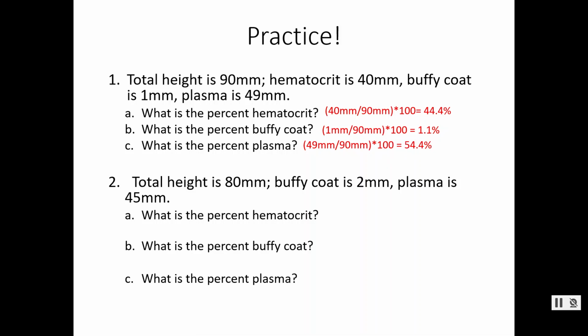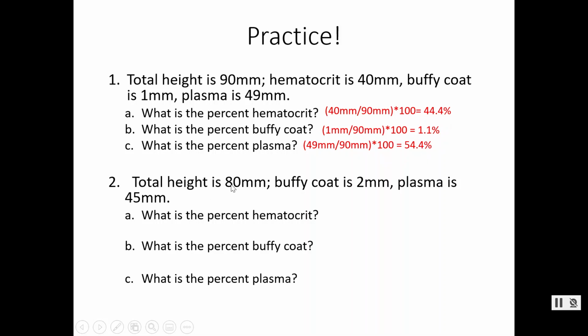54.4%. Now with your rounding and things like that, if this doesn't equal 100% right on the dot, it should be really, really close. So this should be, let's see, 99.9%. So just rounding, you guys. All right, the next one.